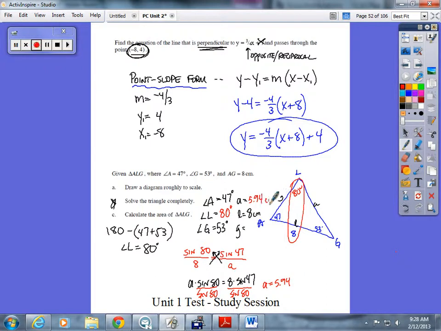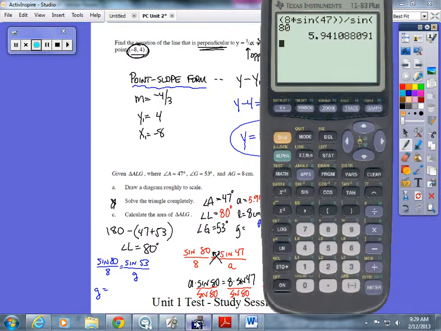Now a lot of people will be real quick to use Pythagorean theorem to find side G, but you cannot do that because it is not a right triangle. So we're going to have to repeat the law of sines process to find side G as well. Now the process is still the same: sine of 80 over 8 equals sine of 53 over G. Again, wait till the end to type it all in your calculator.